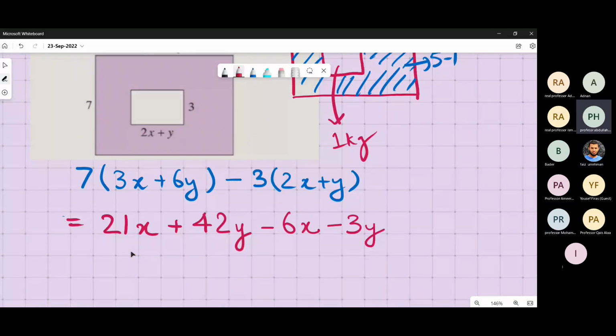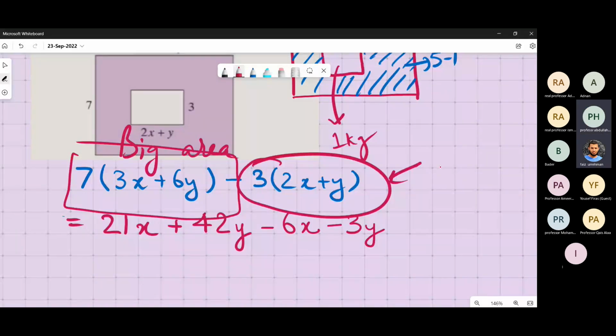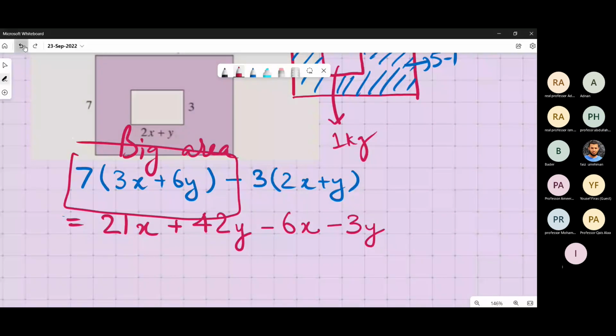But teacher, why do you write minus here in the middle? Because I'm subtracting the areas. This is the big area, and this is the small area. So if I subtract them, then only I will get the shaded area. If I add them, what is the logic? It will give me something else.